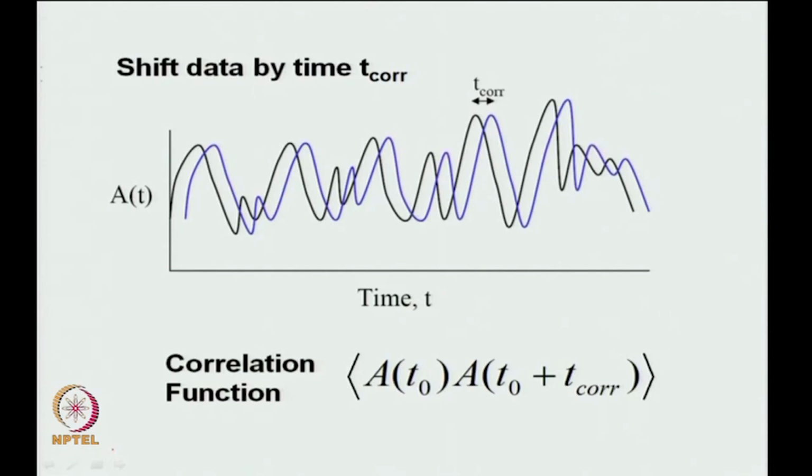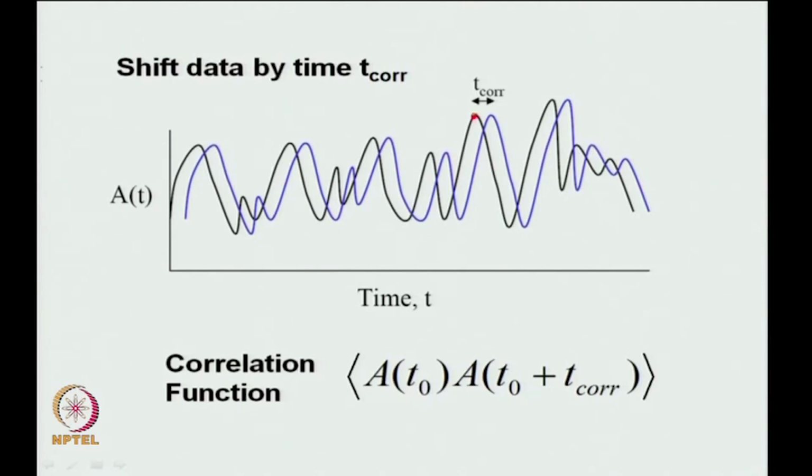Okay. So, let us think about this. If you think about this maximum, when T correlation was 0, what would have happened to the blue curve? The blue curve would exactly superimpose on the black curve, because T correlation is 0, right. And what is T correlation here? T correlation is the shift I have between the blue curve and the black curve, right.